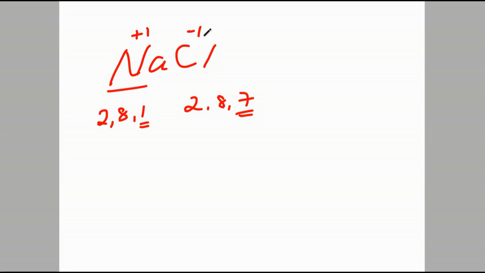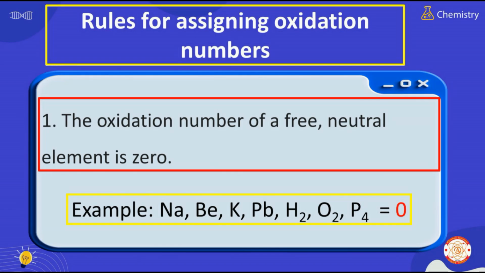So these numbers that are assigned to an element when it is combined with another atom are called oxidation numbers. These numbers can be integers, including 0, and fractional numbers. There are golden rules for assigning oxidation numbers. The first rule says the oxidation number of a free and uncombined element is 0.